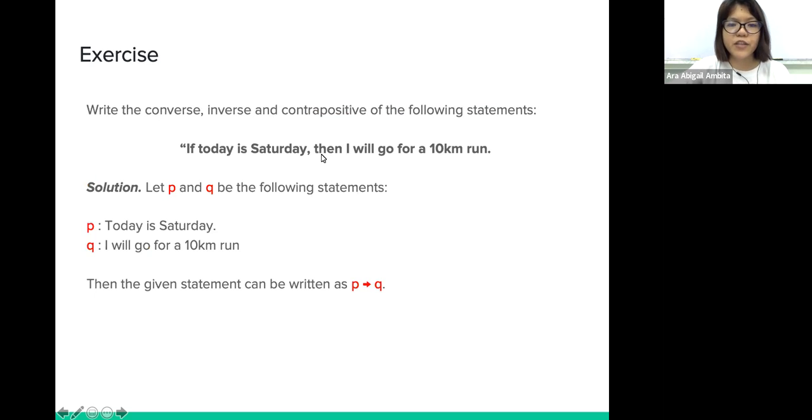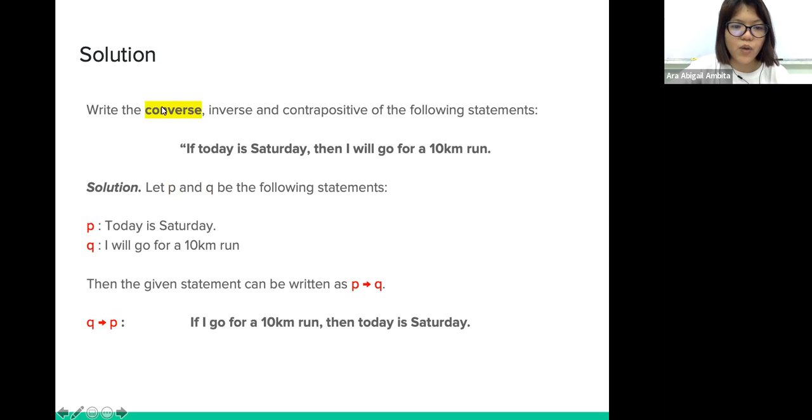Let's have another example. Write the converse, inverse, and contrapositive of the following statement: if today is Saturday, then I will go for a 10-kilometer run. Let P and Q be the following statements. P: today is Saturday, and Q: I will go for a 10-kilometer run. This statement is an implication and may be written using the symbolic notation P implies Q.